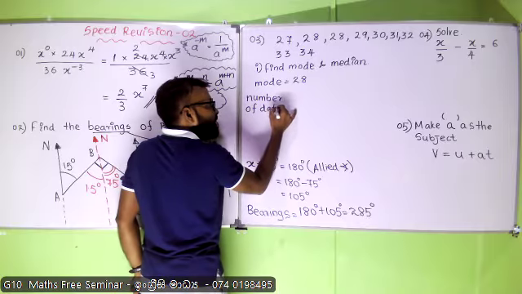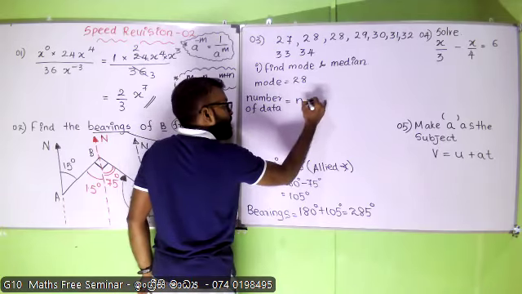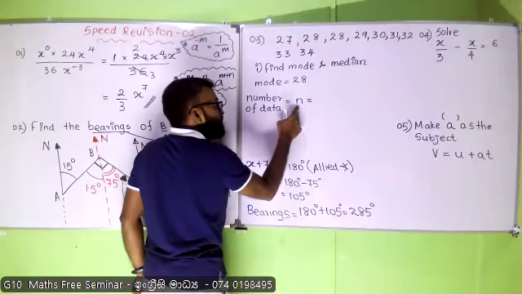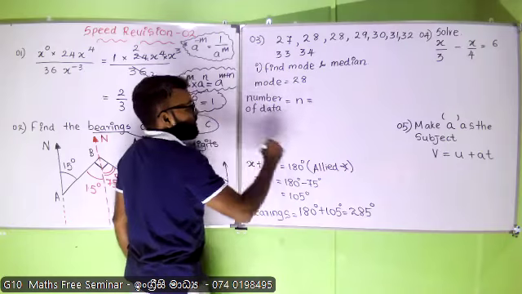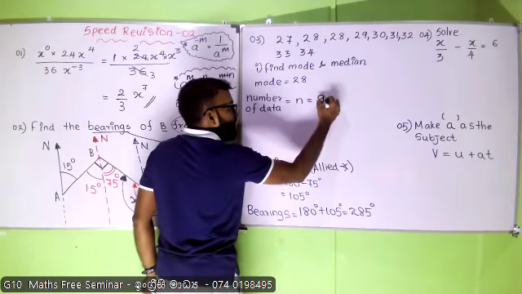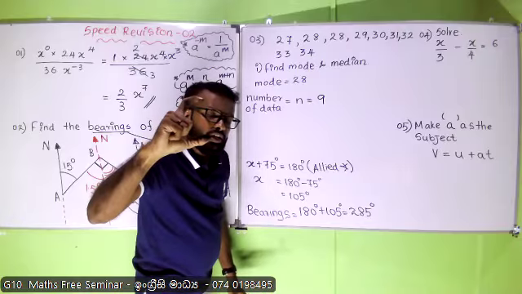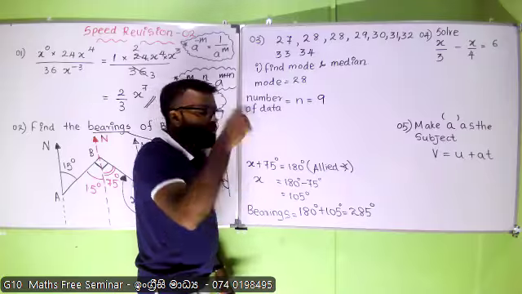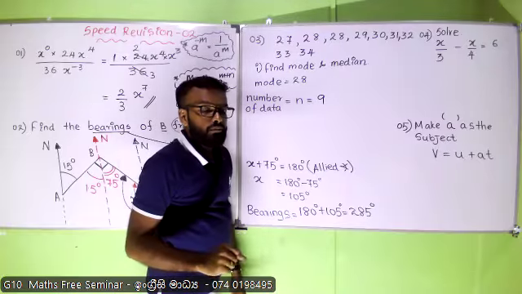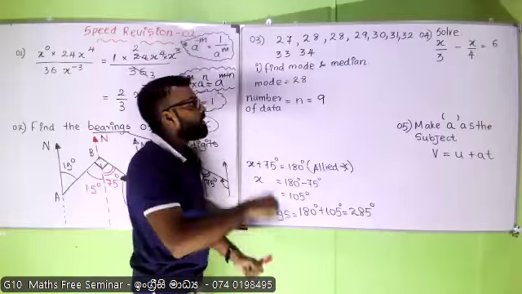We normally represent the number of data by using simple n. This is the notation. So how many data are there? 1, 2, ... 9. So 9 data are there. Now you need to check whether 9 is an even number or an odd number. Odd number.